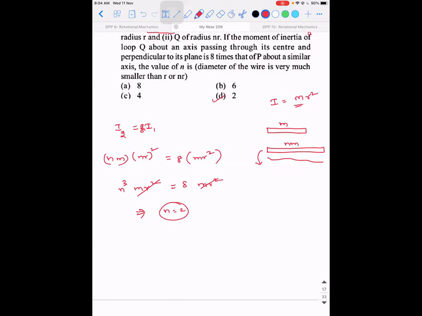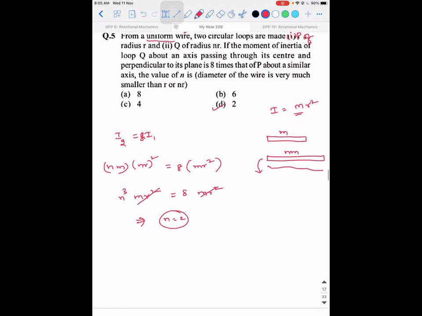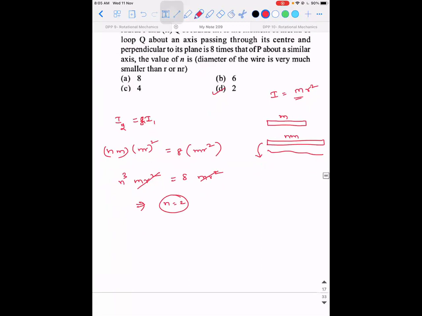So make a note of this. Tell me, how did the mass become nm? That's what I'm trying to say. They're saying uniform wire. Let's say I need a length of L to bend it in the form of a circle of radius r.